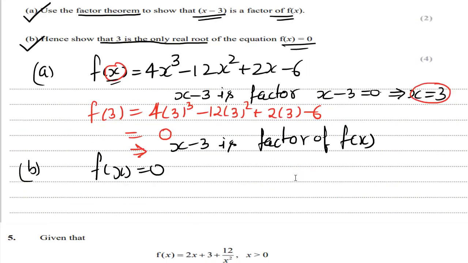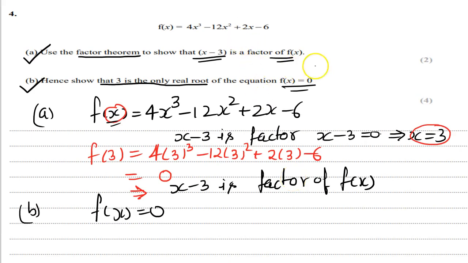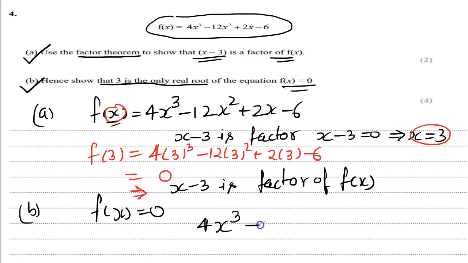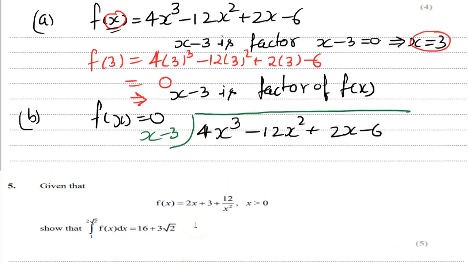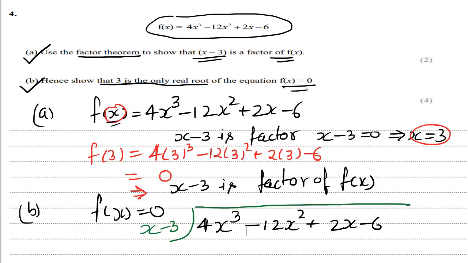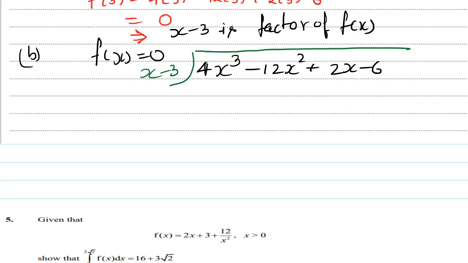So if we divide this equation, 4x cubed minus 12x squared plus 2x minus 6, if we divide it by x minus 3, let's do the division here. So let's do division now. Divide it by x minus 3.